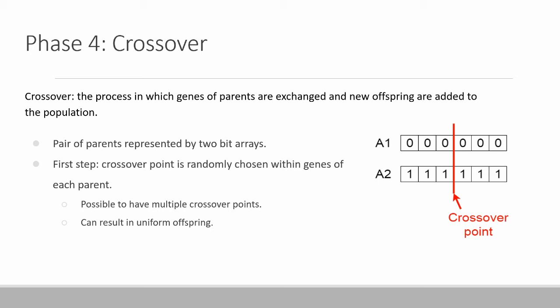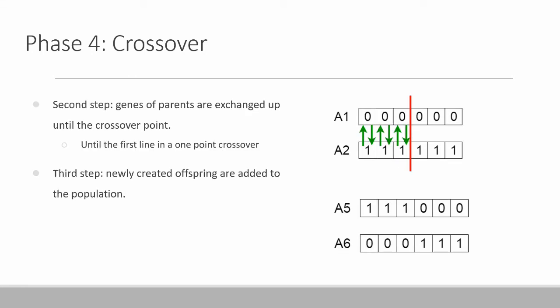Another method of crossover is uniform crossover, where each bit is randomly chosen from the parent. It is possible to have multiple crossover points, but in this example we are using one. In the next step, genes of parents are exchanged up until the crossover point. In our case, the first line, since we're using a one-point crossover. Finally, the newly created offspring, or two new bit arrays, are added to the population.